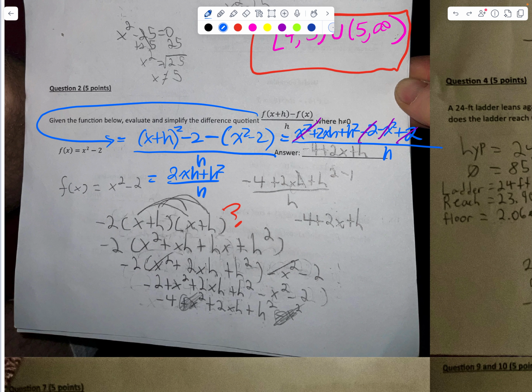All right. What we can do, I'm going to go over here. Equals, factor an h out of the top: h times 2x plus h. Okay. This is h over h. Right?